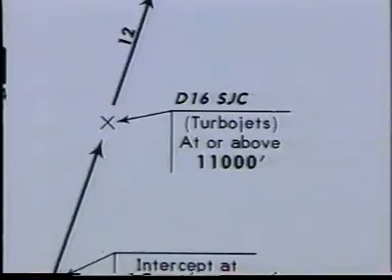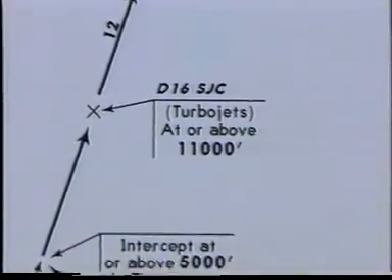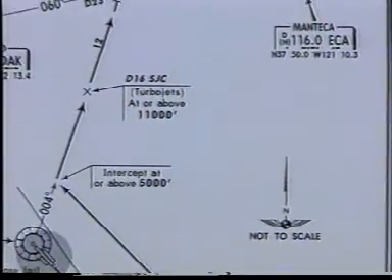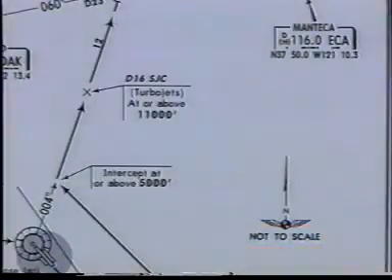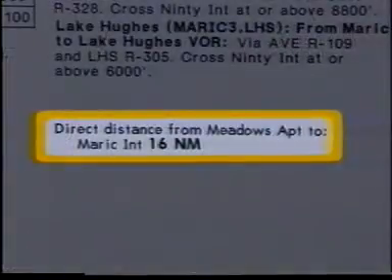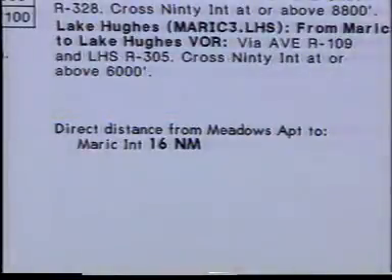The SID and STAR charts may not be drawn to scale since the routes and navaids often cover large geographical areas. This notation lets you know that distances cannot be measured accurately with a plotter. In most cases, the direct distance from the airport or runway to the SID fix is given. This value is included to help you determine the approximate mileage for flight planning purposes.